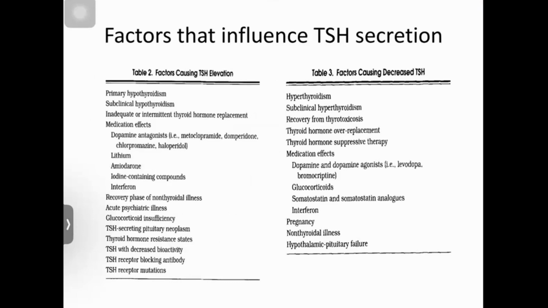There are certain medications that we should actually look up: dopamine antagonists in the history. If you find that the patient was on metoclopramide, domperidone, Domstal, all of these can have an effect on the TSH levels. Lithium, iodine-containing drugs like amiodarone, iodine-containing compounds, interferon. All of these can cause an elevation in TSH, as can TSH-secreting neoplasms of the pituitary and cortisol, glucocorticoid insufficiency. All of these can cause elevation in TSH levels.